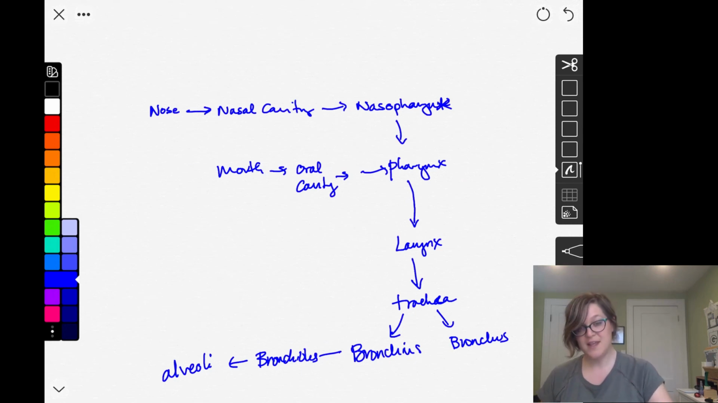Don't forget that the larynx is made of multiple cartilages, and you are expected to know about the epiglottis and its role, as well as those cartilaginous rings around the trachea and what they do. This concludes our discussion of lung anatomy.